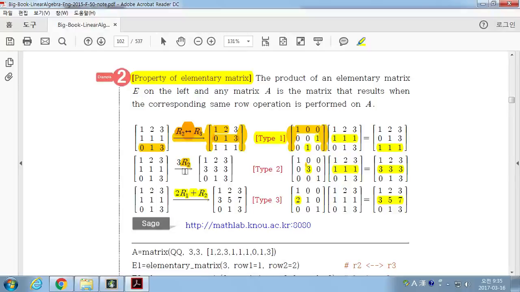Multiply 3 on the second row. If you multiply the second type elementary matrix on the left, then you multiply 3 on the second row like this. For the third type elementary operation, for the second row, you multiply 2 on the first row and add it to the second row. Here we have a 2 in the (2,1) entry. This means for the first row, multiply 2 and add it to the second row. That's what it says here.